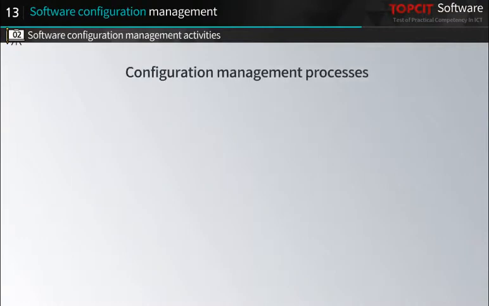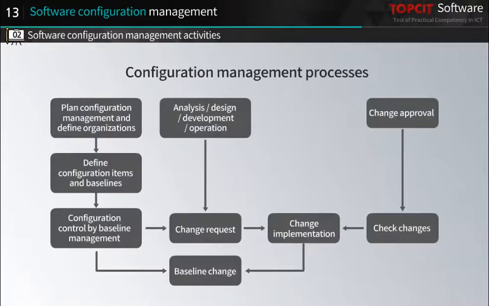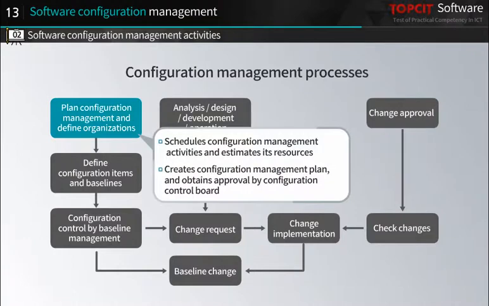Let's look at how the configuration management works in the software lifecycle. First, when development begins, plan configuration management and define organizations such as configuration managers and configuration control board. During configuration management planning, the configuration manager schedules the configuration management activities and estimates configuration management resources, then creates the configuration management plan and obtains approval by the configuration control board.